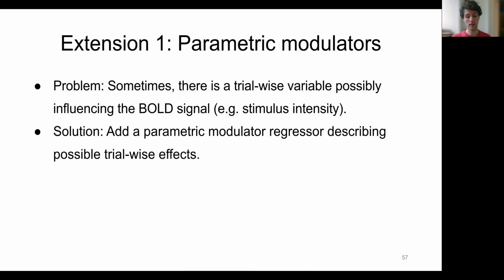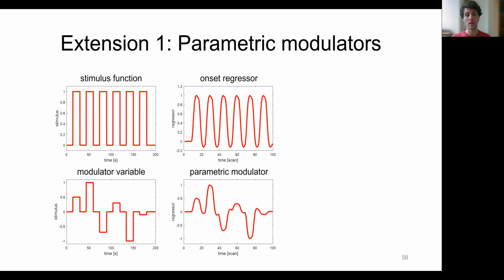And the idea here, or the solution, would be to take this modulator variable and use it to create a parametric modulator, which is describing the possible trial-wise effects and which is added to the design matrix. This usually works in the same way as HRF convolution. So we have a stimulus function on the top left and a modulator variable belonging to the same experimental condition, modulating the activity around the signal elicited by the experimental condition itself.